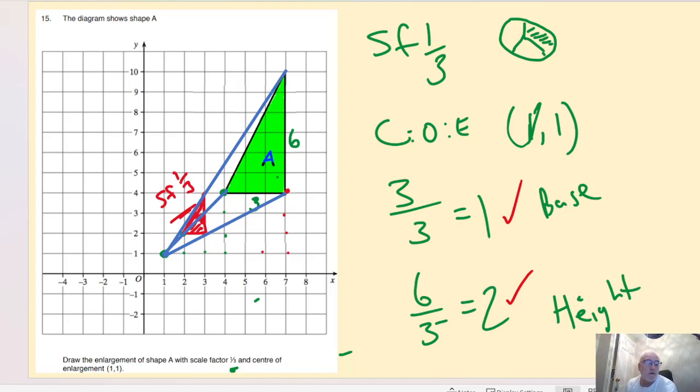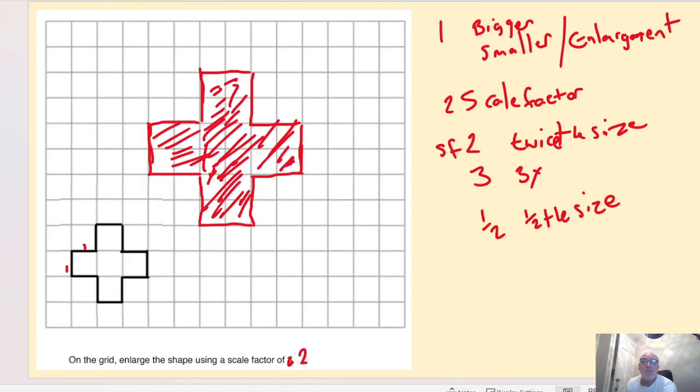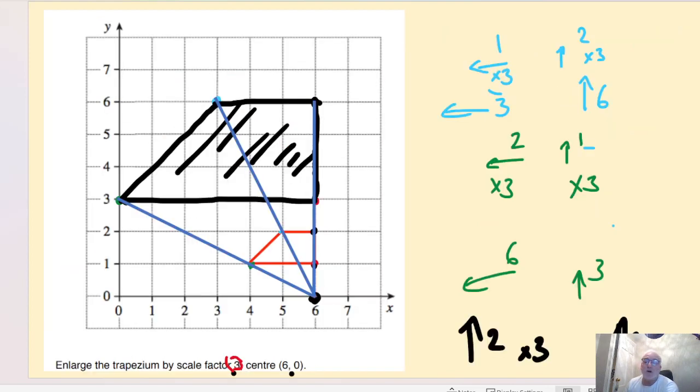Final one we're going to look at. We've done whole number scale factors without a starting point, a center of enlargement. We've done whole numbers with a center of enlargement point where we're enlarging it from.